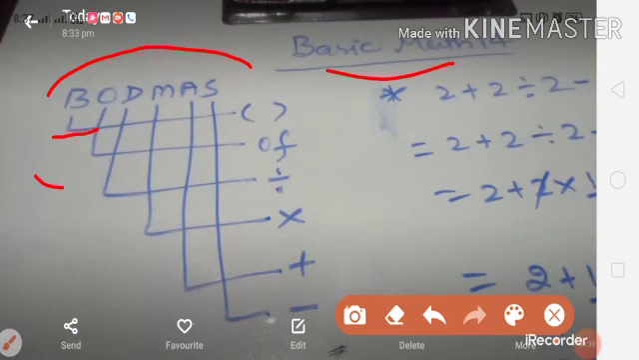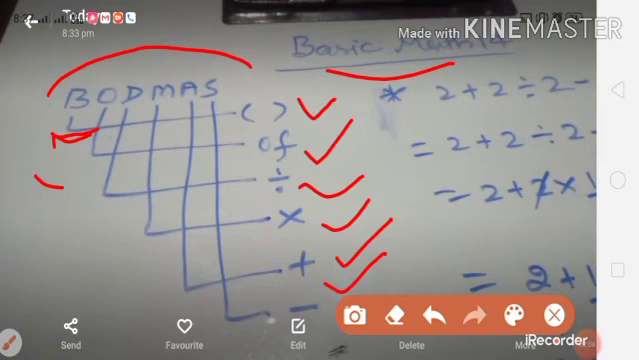Here B, first letter B for bracket. So first of all you have to do the function of bracket, and after it O means of. After it you have to do of. D means divide. Similarly, M means multiplication, A means add, S means subtraction. So we should know this sequence of function in simplification. If you do not follow it, it is clear that our simplification will be wrong.